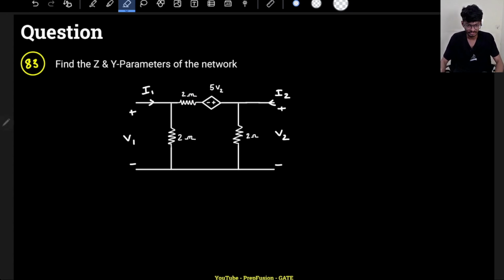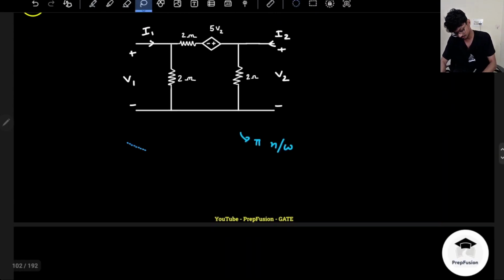If you can find out the Y parameters, then take the Y inverse to find out the Z parameters, or you can find out the Z parameters and then take the Z inverse of that. Both ways work. So I will first find out the Y parameters. Why? Because it is looking like a pi network. So if it is looking like a pi network, I will take help of the Y parameters. So I will copy this.